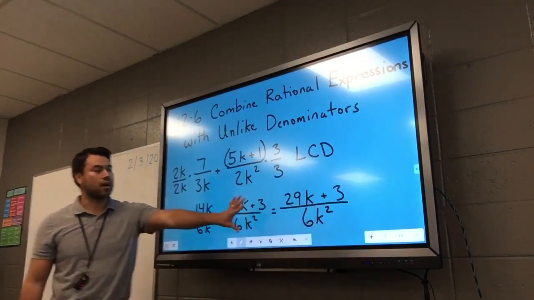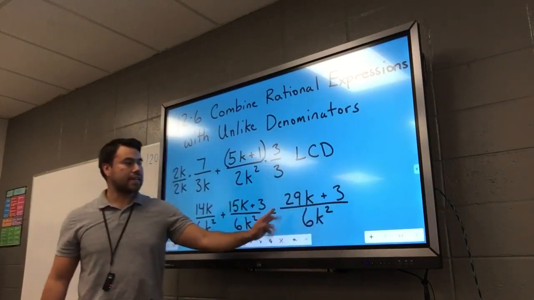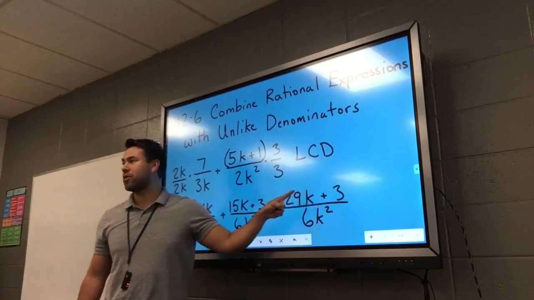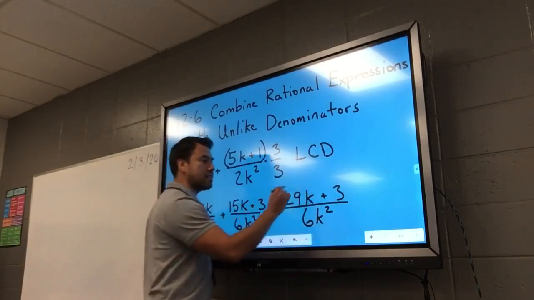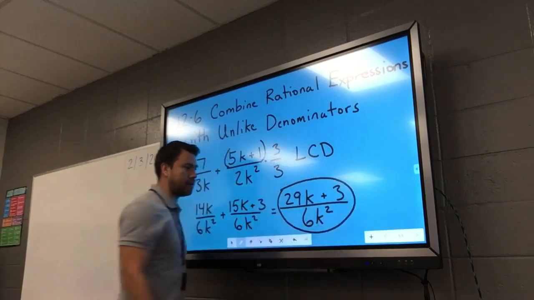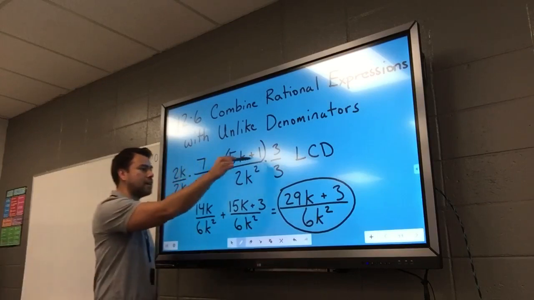Okay, now listen. On this rational expression at the end, even if I tried to factor the numerator, which I can't, there's nothing to cancel, so this right here is my final answer for that problem. Okay, that's what you get. That's your simplified form of adding those two together.